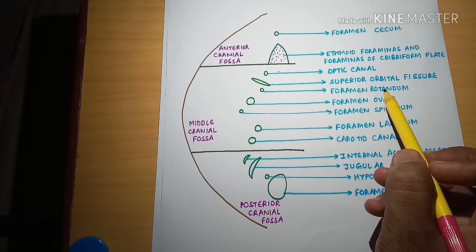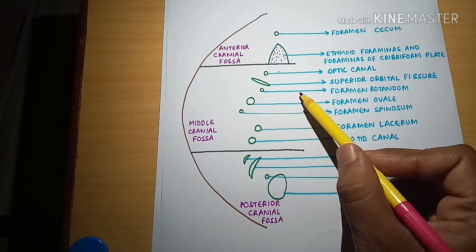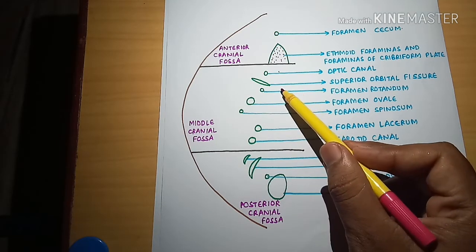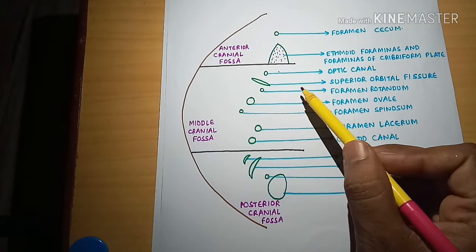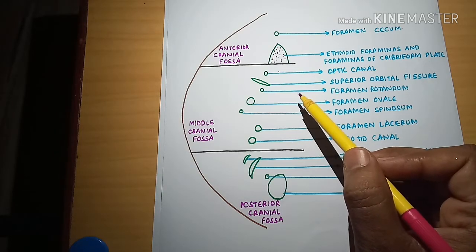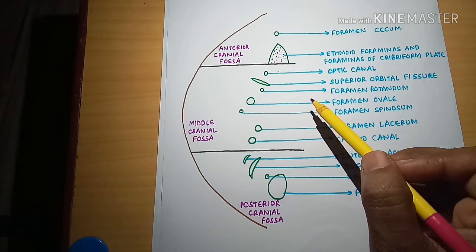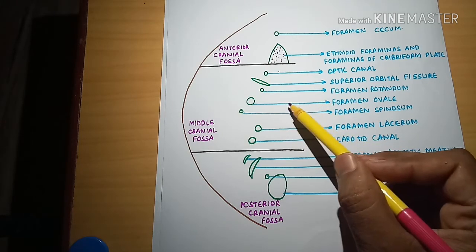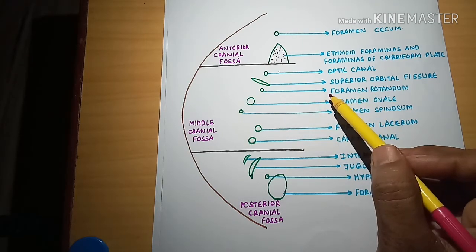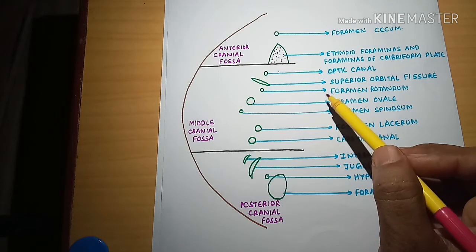This is the foramen rotundum. Three foramina are present, which are the foramen ovale, foramen rotundum, and foramen spinosum. In the foramen rotundum, the maxillary nerve is passing. The maxillary branch of cranial nerve number 5, the trigeminal nerve, is passing through the foramen rotundum.